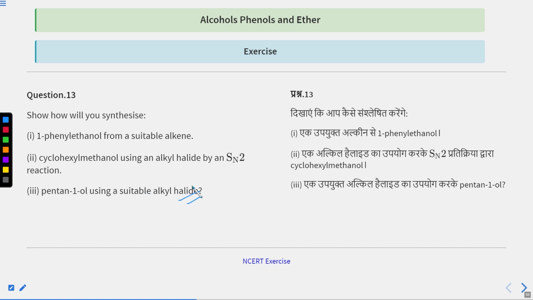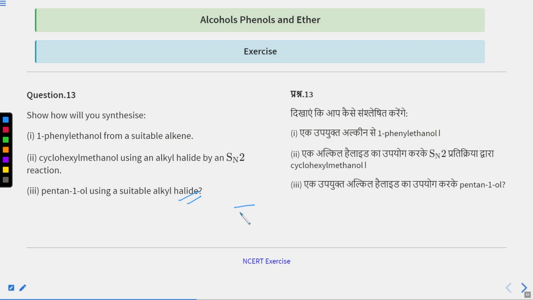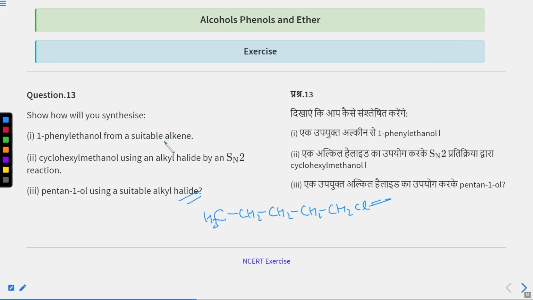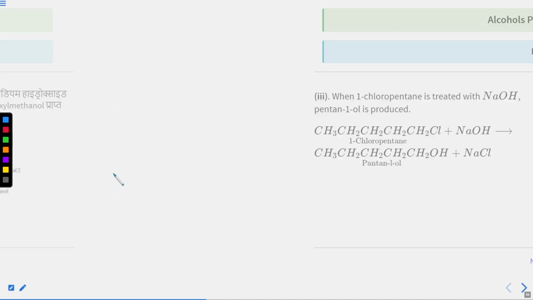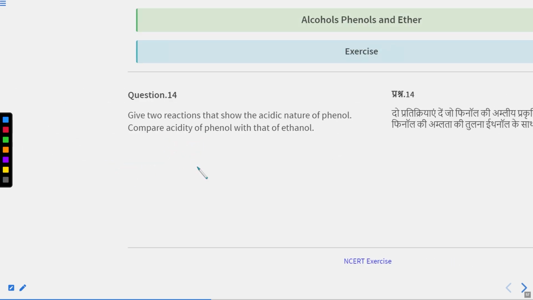Pentan-1-ol using suitable alkyl halide. So we can use this thing. Again, treat it with aqueous KOH, and this will give you the product. See, this one we have done in this way only. Next is CH2Cl. We have treated with NaOH. You can treat it with KOH also. Similarly, treat this with KOH or NaOH. You will get your product.